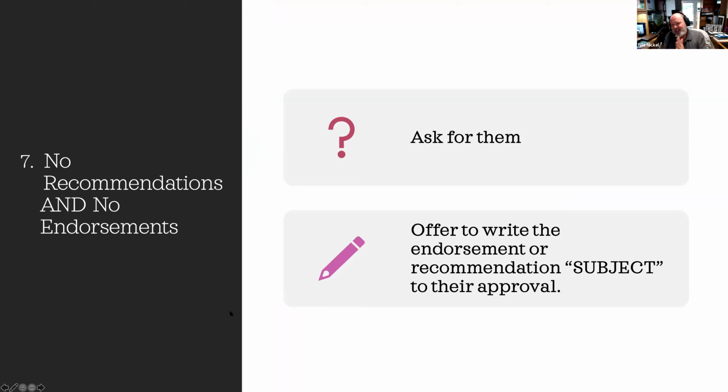The number 7 issue is you have no recommendations and or no endorsements. And a lot of people are uncomfortable on how to approach that, but don't be embarrassed to ask for them. Except when you ask for them, offer to make it easy for the person that you ask. Offer to write the endorsement or recommendation for them, but make sure that they know it's absolutely subject to their approval. So you want them to review it. If they're comfortable with what you said, yeah, absolutely, give me that recommendation or give me that endorsement.